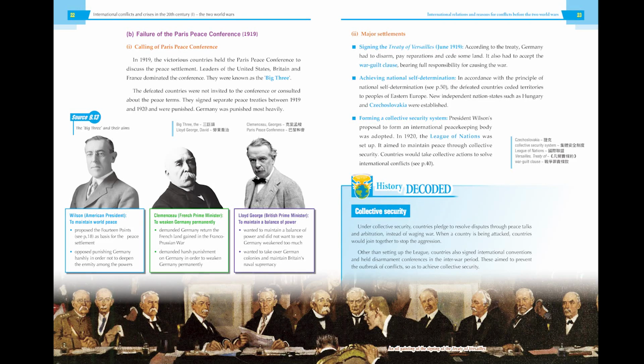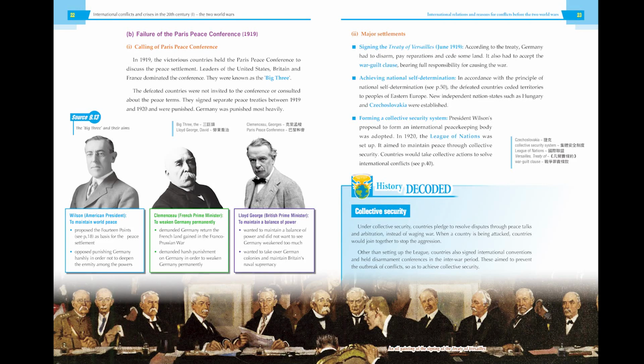Wilson, American president, to maintain world peace. Proposed the 14 points as basis for the peace settlement. Opposed punishing Germany heavily in order not to deepen the enmity among the powers. Clemenceau, French Prime Minister, to weaken Germany permanently. Demanded Germany return the French land gained in the Franco-Prussian War. Demanded harsh punishment on Germany in order to weaken Germany permanently.